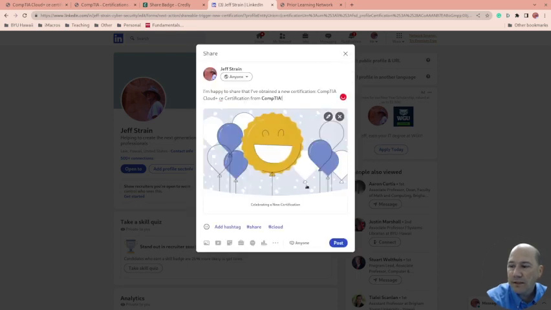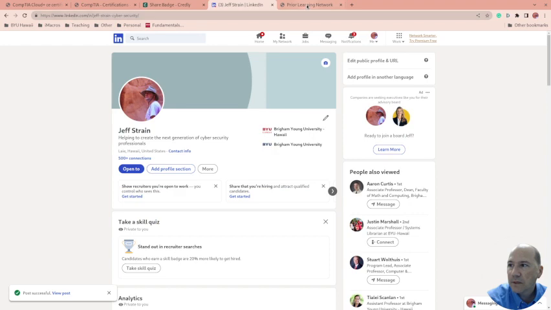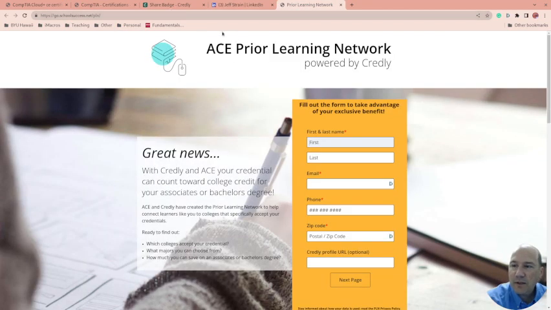So I'll link to all this stuff down below. One of the things, though, that's interesting with Credibly, it does let you know that some of these certifications that you're earning can be used for college credit towards associate and bachelor's degrees. So if this is something that you could use, you can consider that.